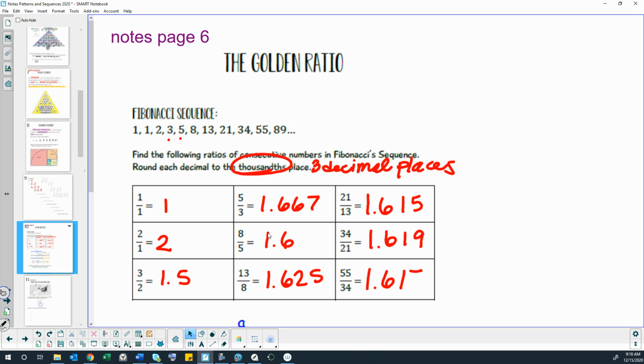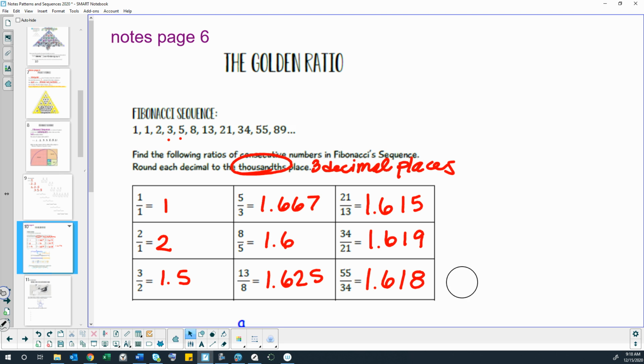Okay, what was the number after the 7? So 55, okay, so 1.6176. So when we want to round to 3 decimal places, this number is bigger than 5. So that means we round that number up, which is why our number goes up to 1.618.